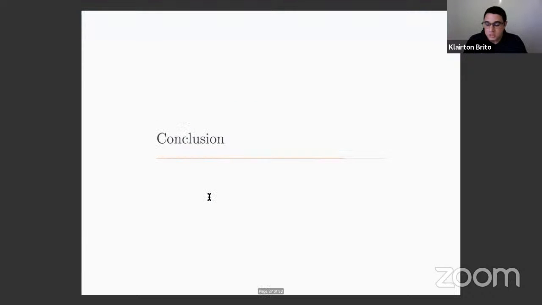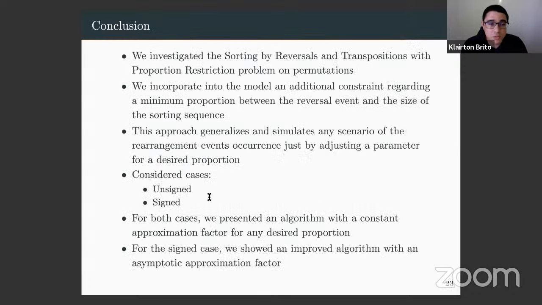So to conclude this presentation, I would like to show the contributions that we have made in this work. We investigated the sorting by reversals and transpositions with proportional restriction problem on permutations. We incorporate into the model an additional constraint regarding the minimum proportion between the number of reversals and the size of the sorting sequence. This approach generalizes the unweighted approach and can be used considering the different frequencies with which the rearrangement events can affect the genome, considering the rearrangements of reversals and transpositions, just by adjusting the parameter k.